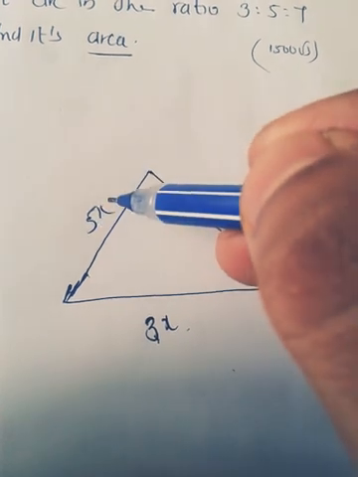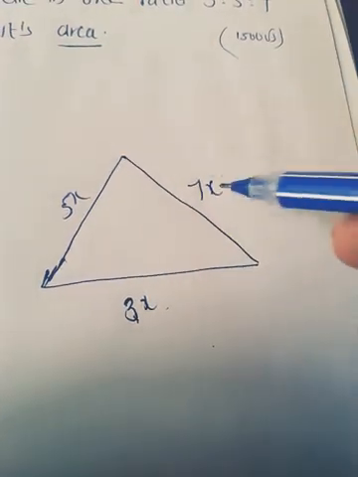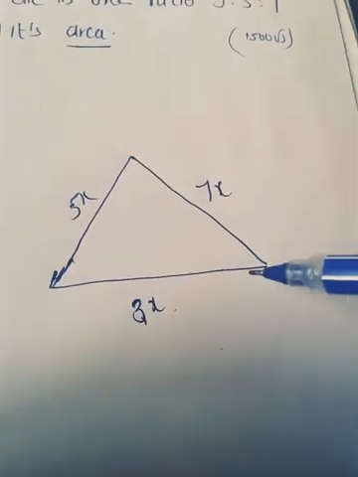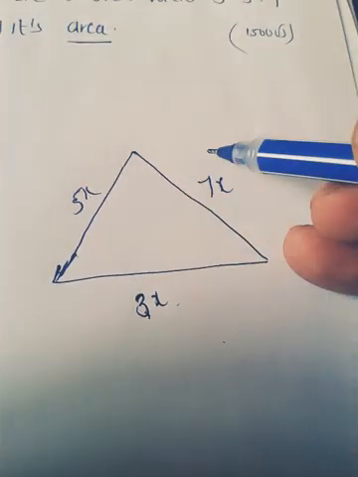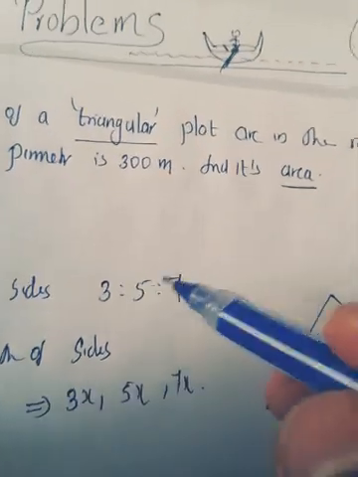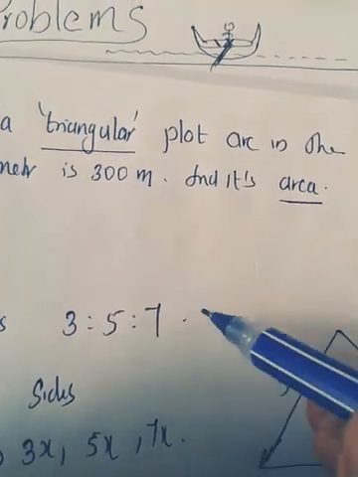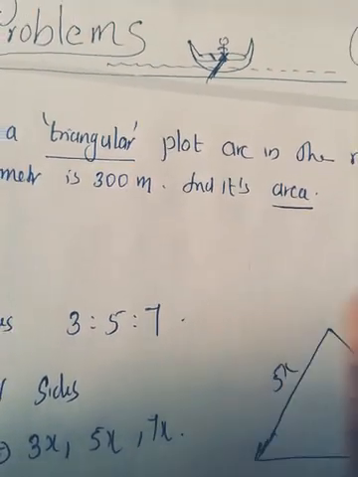It becomes 5 into 5, 25 centimeter. It becomes 7 into 5, 35 centimeter if the value of x is 5. So the measurement of the length will depend upon the value of x. Let me repeat once again. The ratio of the sides is given as 3:5:7. We don't know the length of the sides properly.